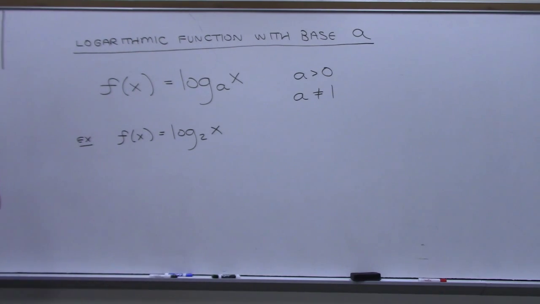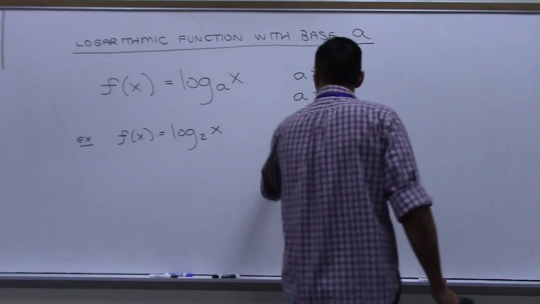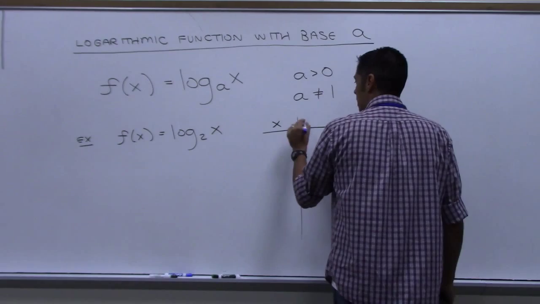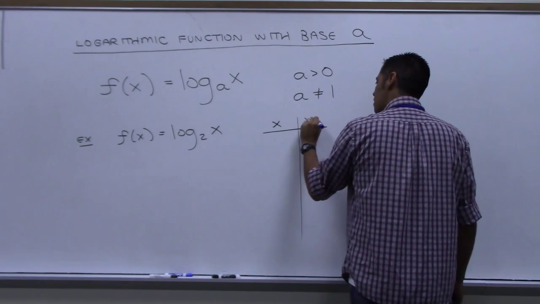We did a t-chart, right? T-table. For our first example, we're going to do a t-chart just to see how the t-chart is a little difficult for logs. You'll see. So if I just come in here and I say here's x and here's the y value, which is f of x.